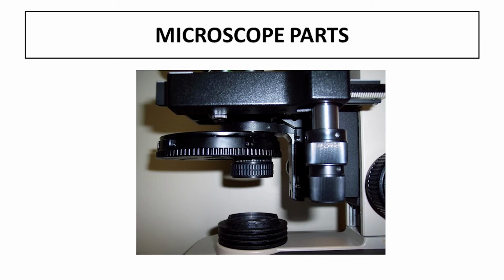On the other side, you can see these two little knobs right here. This moves the mechanical stage forwards, backwards, left, and right, and so it lets you move your sample around on the stage so you can visualize different areas.